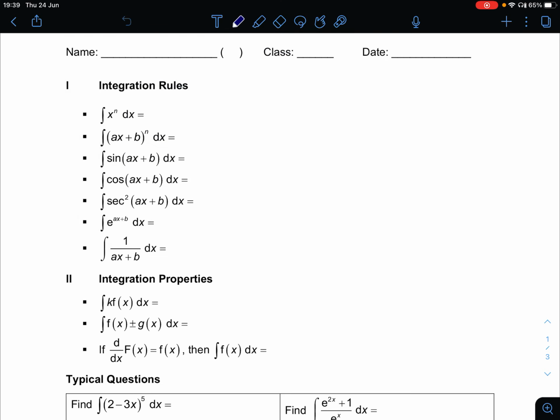Next, let's look at integration. So I'm just going to write out the integration rules. Integrate x^n dx is x^(n+1) over n+1. Do the reverse of differentiation. Just remember, integration is the reverse of differentiation.